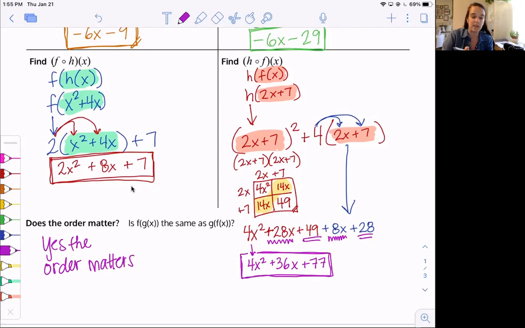And then is f of g of x the same as g of f? No, it's not the same. It is not the same. Okay.